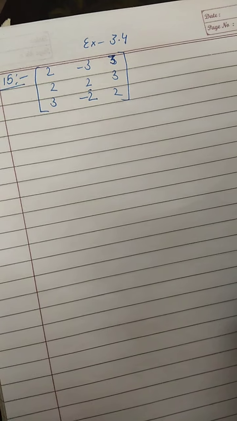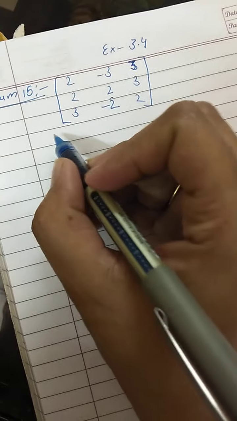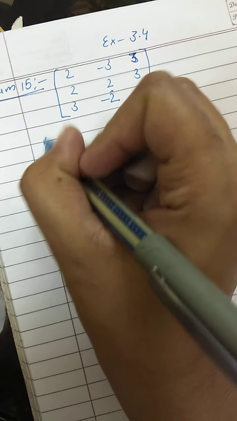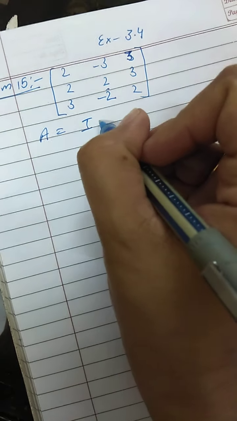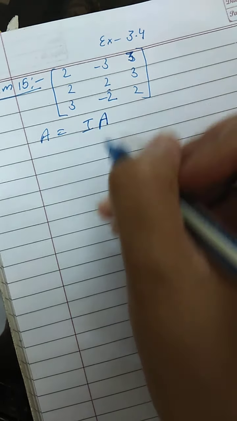No doubt the number of operations will increase and you have to deal with one extra row and one extra column, right? So let us start the sum. We will do this sum with the help of row operations. So in order to apply the row operations, we know how we will write it down. We will write it down as A equals IA, right?